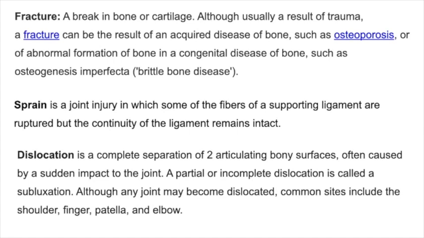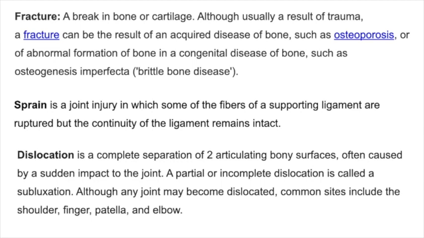So let's talk very fast about fracture. Fracture is a break in bone or cartilage, and usually a result of trauma. It can also be the result of an acquired disease, such as osteoporosis. Also, we have a sprain. The sprain is a joint injury in which some of the fibers of a supporting ligament are ruptured, but the continuity of the ligament remains intact. It's very important you highlight this one. The continuity of the ligament remains intact.